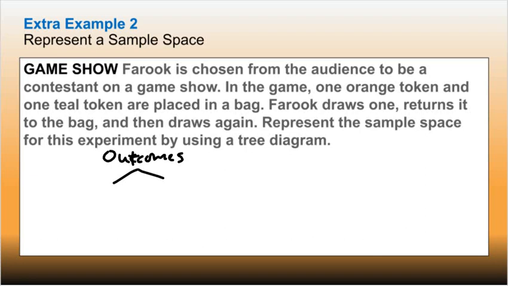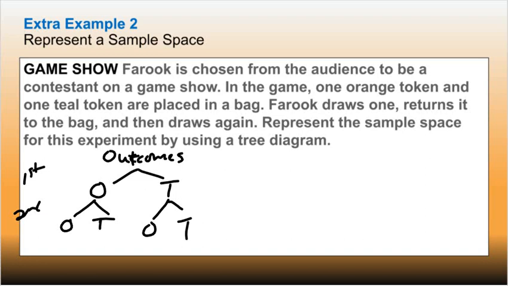Your first choice can be orange or teal. So this is the first pick. For the second pick, if you pick orange first, you could do orange second or teal second, or if you chose teal first, you could go orange or teal. So our samples would be orange-orange, orange-teal, teal-orange, teal-teal. Again, we still have 4 possible outcomes.